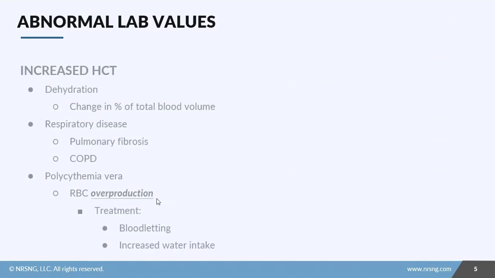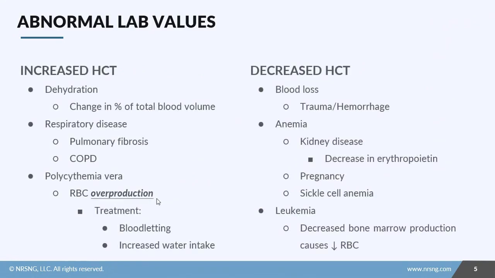So let's look at some abnormal lab values for hematocrit. With increased hematocrit, just like with your red blood cells, you can expect some mild increases with things like dehydration. So if we go back to where your plasma was 55% in that last example, plasma is a direct indication of water and hydration levels.